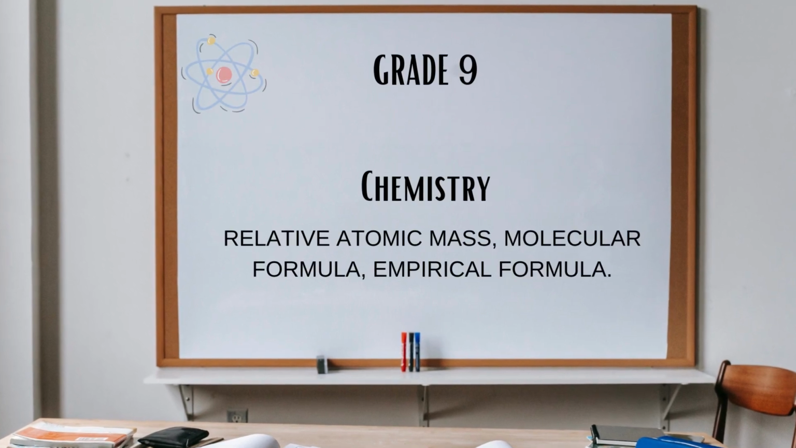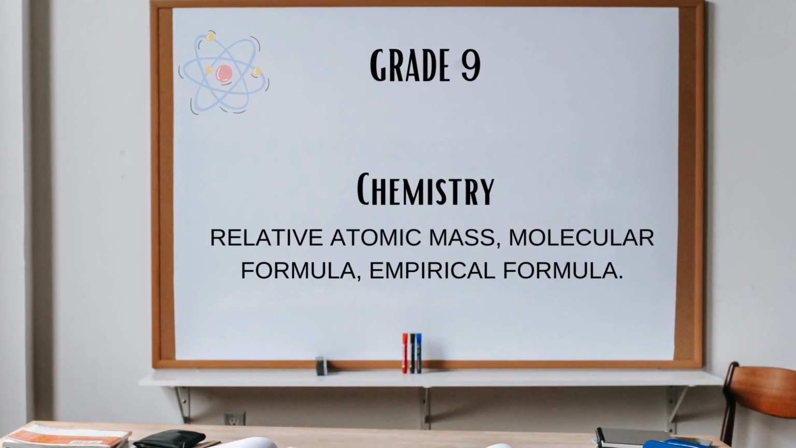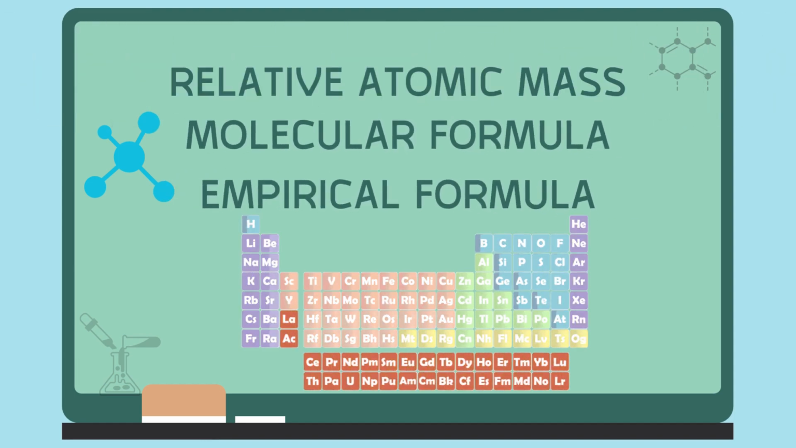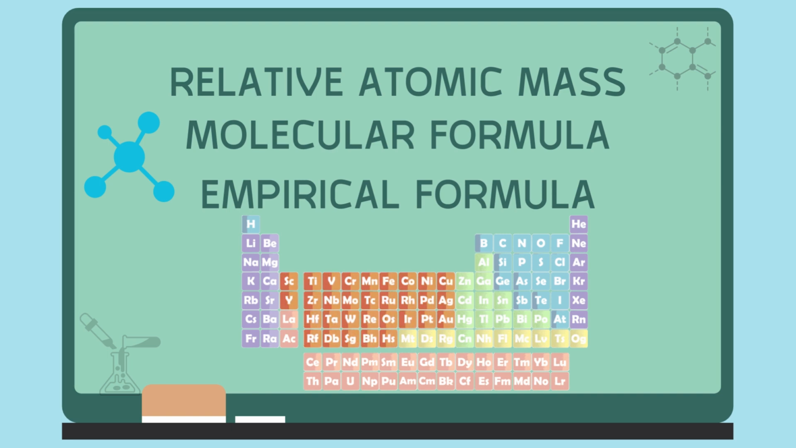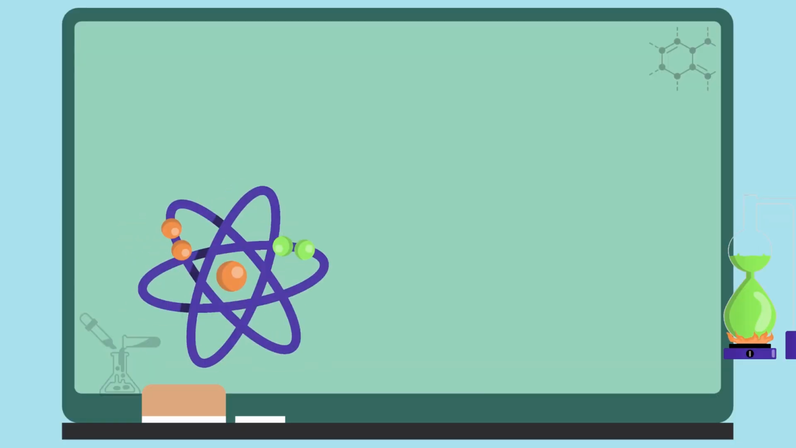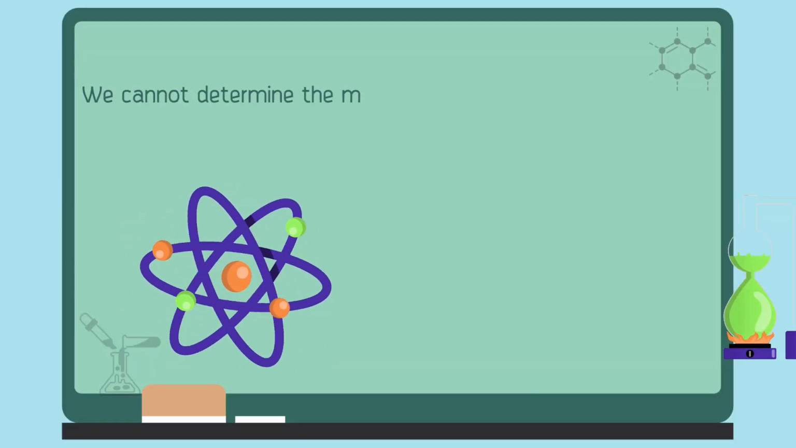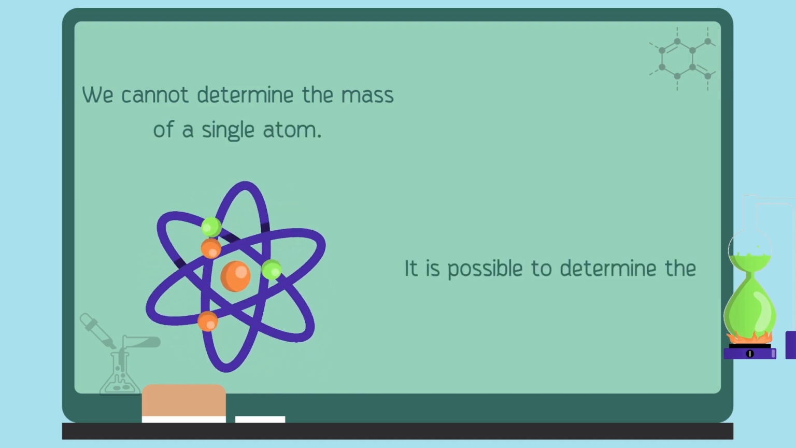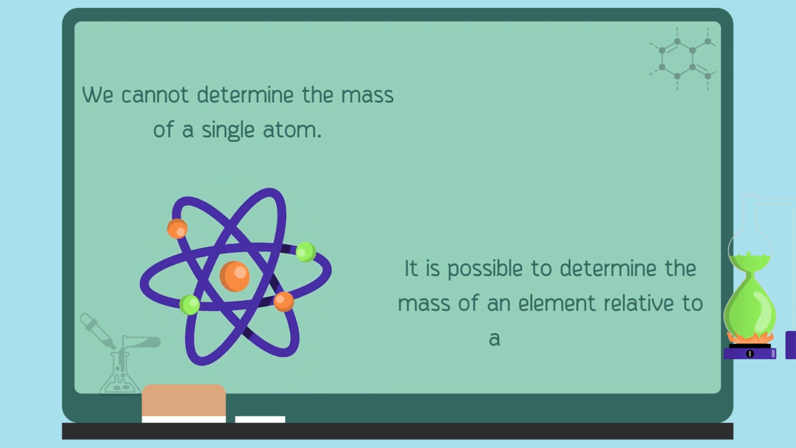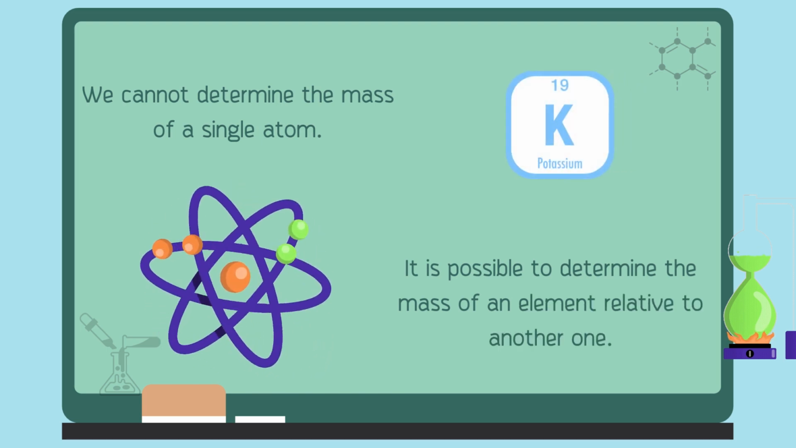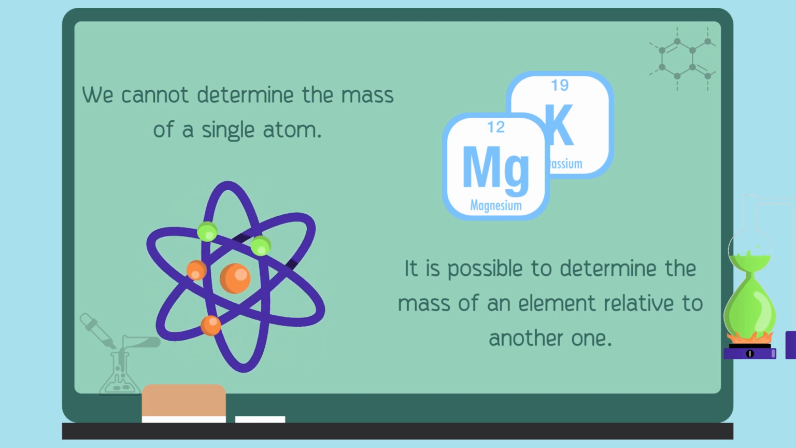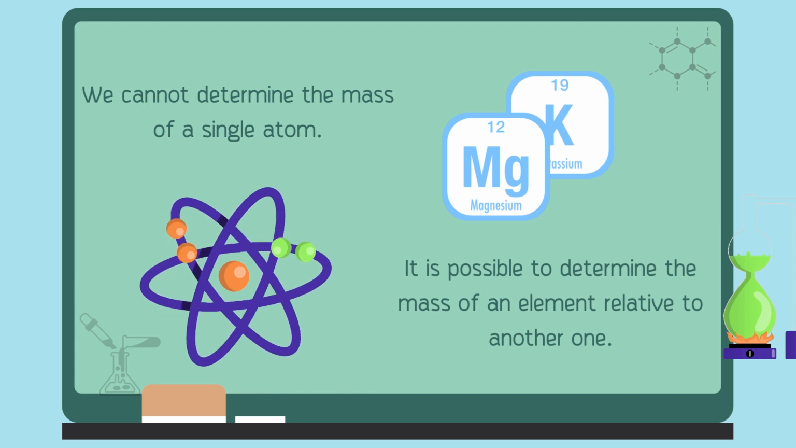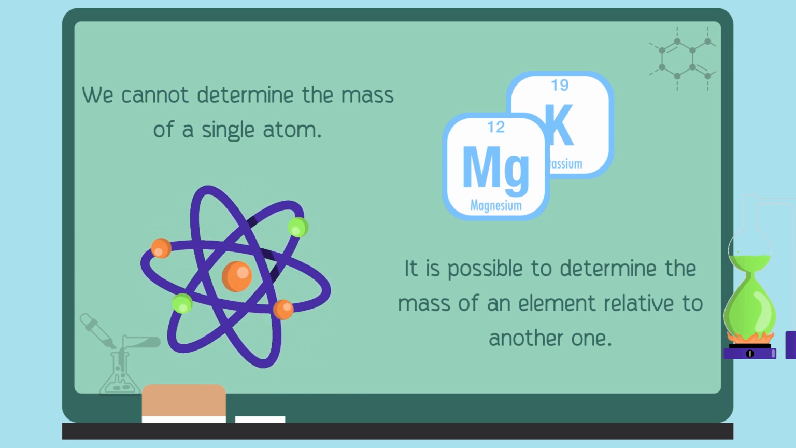Hello students, today we will be discussing relative atomic mass, molecular formula and empirical formula for grade 9 chemistry. An atom is an extremely small particle, therefore we cannot determine the mass of a single atom. However, it is possible to determine the mass of an element relative to another one experimentally by assigning a value to one of the atoms of a given element to be used as a standard.